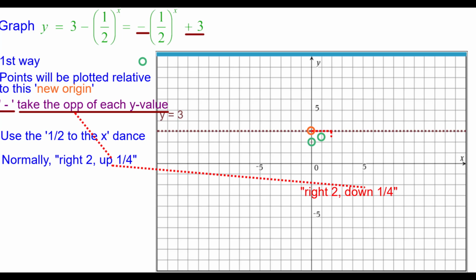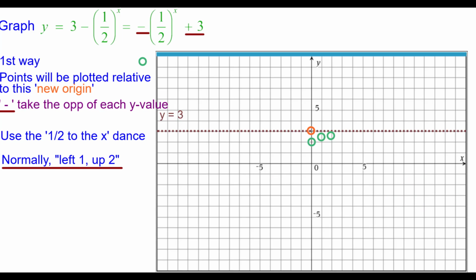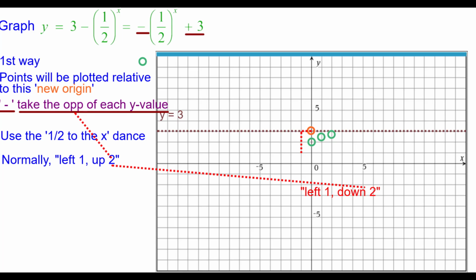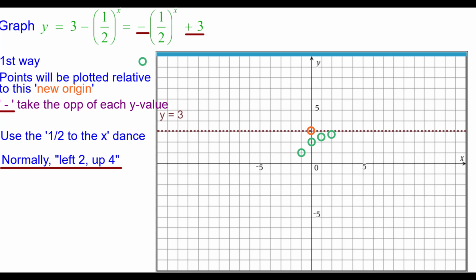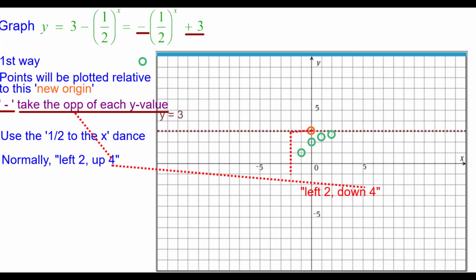Right 2 up 1/4 becomes right 2 down 1/4. 1/2 raised to the second power is 1/4. Going in the other direction, normally left 1 up 2, but we're going to go left 1 down 2 because of that opposite of the y values. Remember, 1/2 raised to the -1 is the reciprocal of 1/2, which is 2. And left 2 up 4 becomes left 2 down 4. Recall that 1/2 to the -2 is the reciprocal of 1/2, which is 2 squared, which is positive 4. But again, we're taking the opposite.